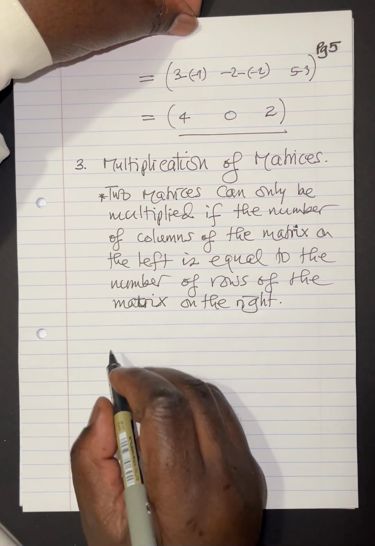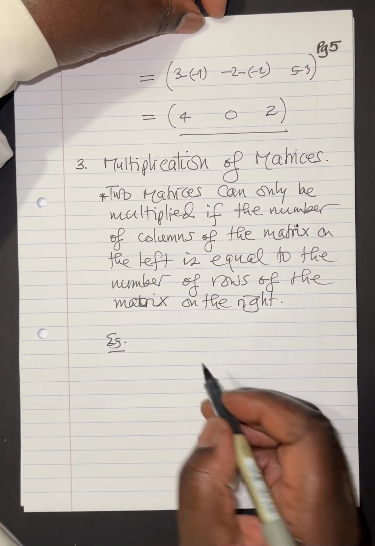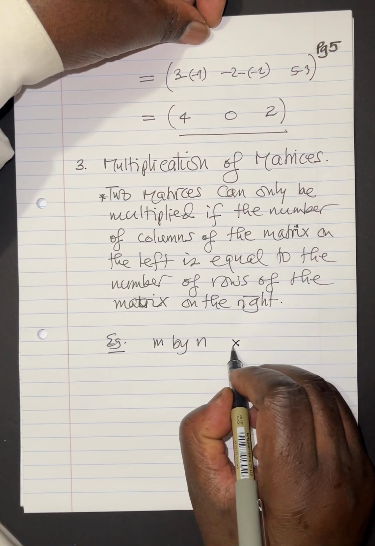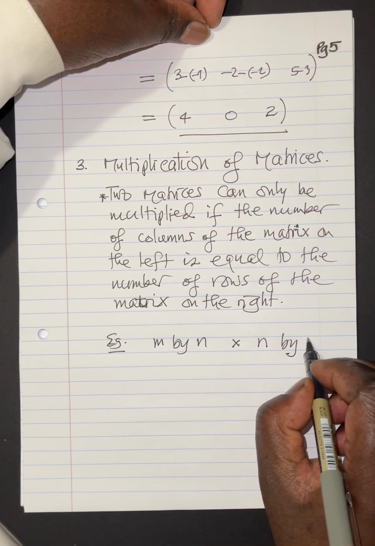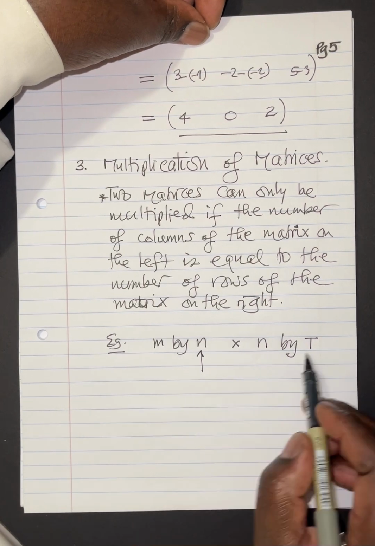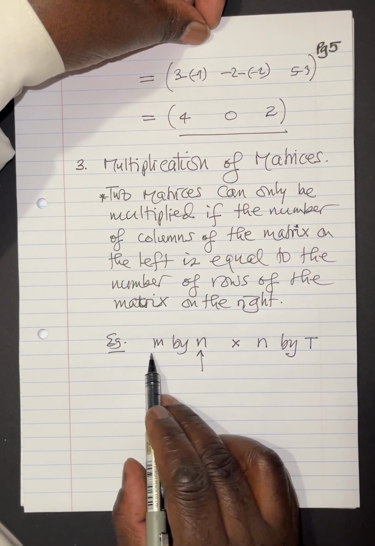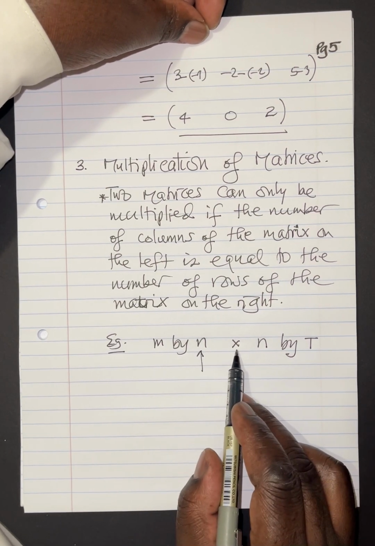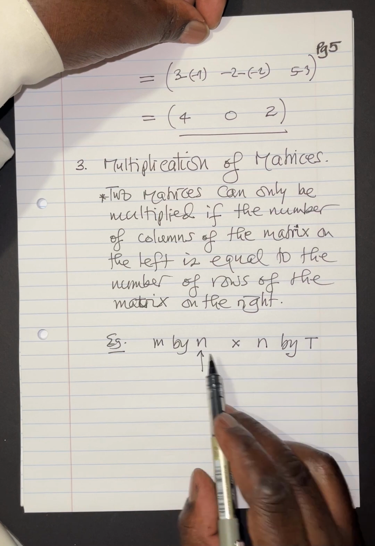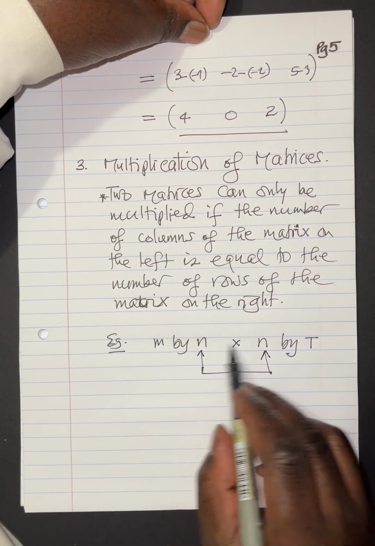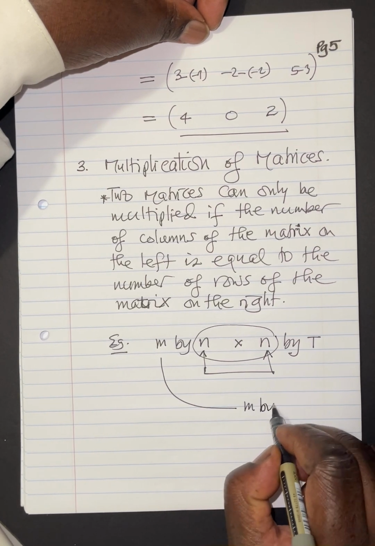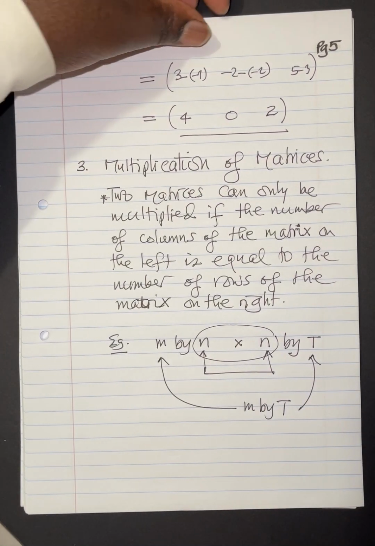So basically, what are we saying? We're saying, for example, that if you have an m by n matrix, and this is getting multiplied by an n by t matrix, the number of columns of the matrix on the left, that's the matrix on the left, and that's the matrix on the right. Remember we have rows and columns. So m by n means we have m rows and n columns, multiplying by another matrix which has n rows and t columns. If the number of columns of the matrix on the left is equal to the number of rows of the matrix on the right, whenever these two numbers are the same, then these matrices can be multiplied, and the resulting matrix must be an m by t matrix. Take note of that, and I'm going to give examples to prove that.